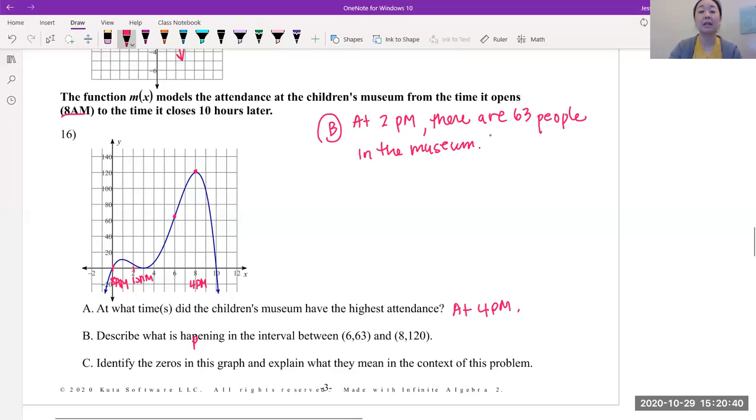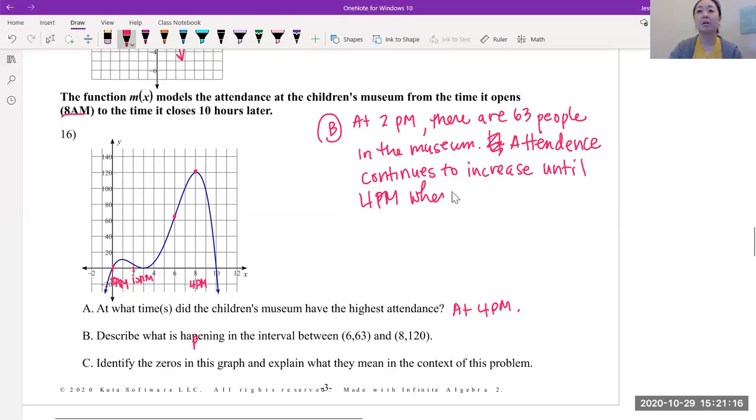Okay, and it steadily increases, or it rises, right? Or attendance increases. Attendance continues to increase, because as you can see, it continues to rise, continues to increase until 4 p.m., because that's where the 8 is. 8 means 4 p.m. So until 4 p.m.